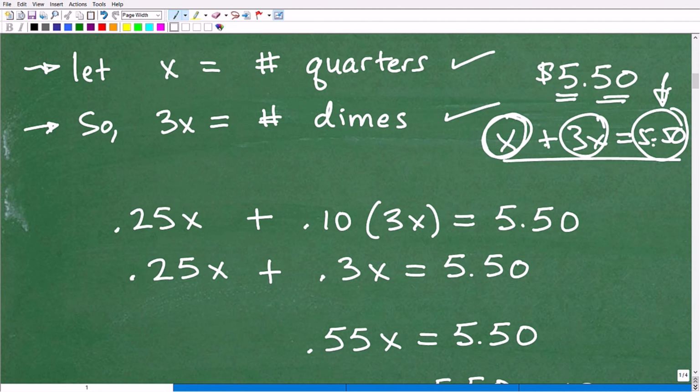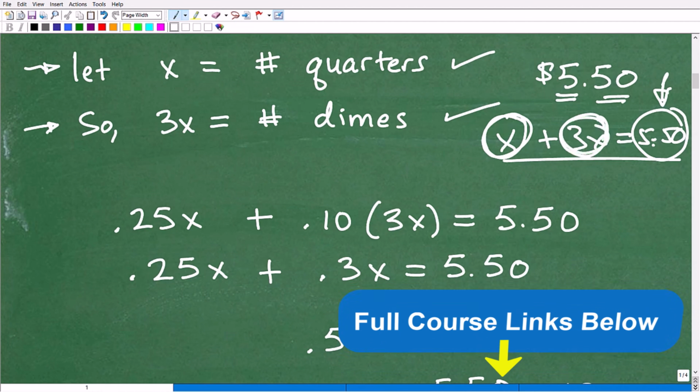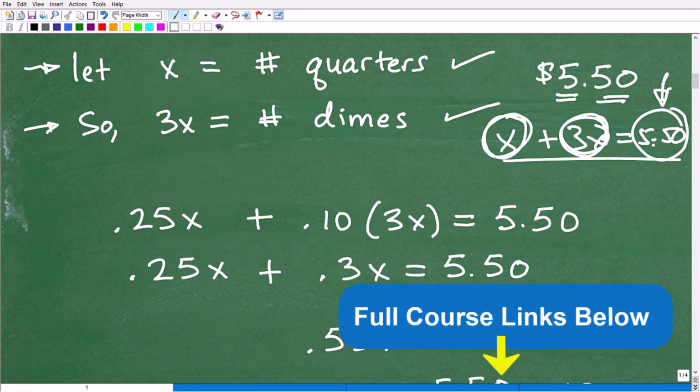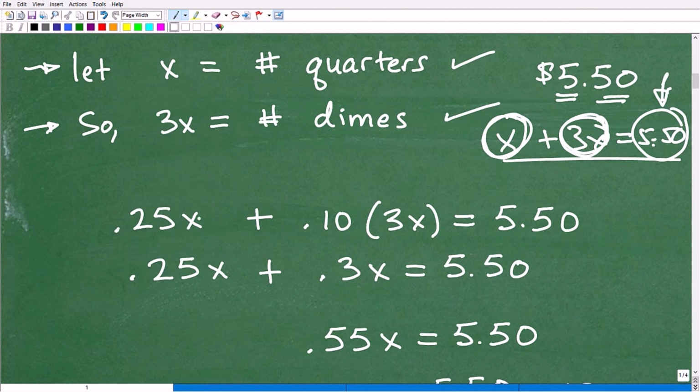So quarters and dimes have different values, and we account for that in this equation. A quarter is going to be 0.25x, where x is the number of quarters you have. So if I have 1 quarter, I would have 0.25 times 1, or just 25 cents.